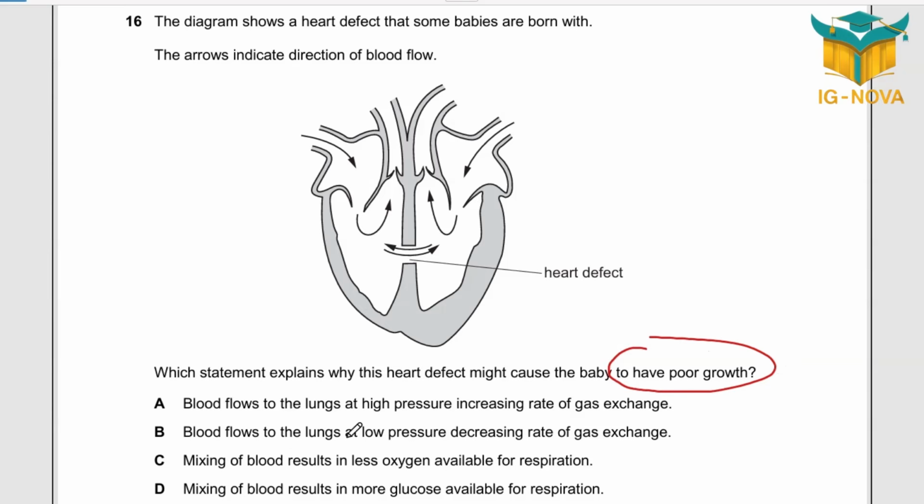So blood flows to the lungs at high pressure, increasing rate of gas exchange. Pressure will not change because there is no change in the thickness of the heart muscles. So A is wrong. Blood flows to the lung at lower pressure. We said that no change in the pressure. Mixing of blood results in less oxygen available for respiration. We just mentioned that. Mixing of blood results in more glucose. Glucose is not an issue here. The issue is oxygenation or deoxygenation of blood. So option C.